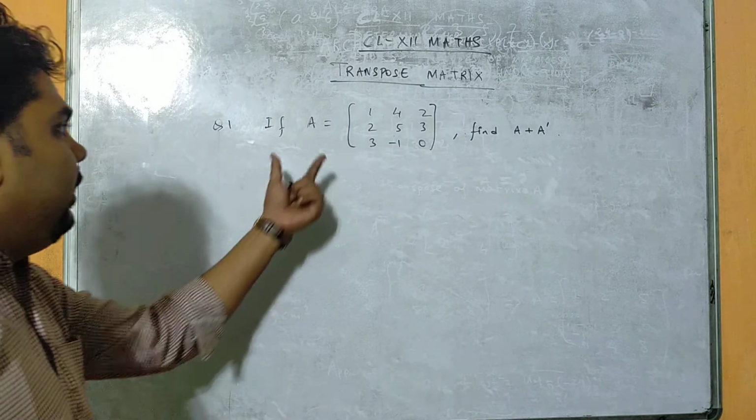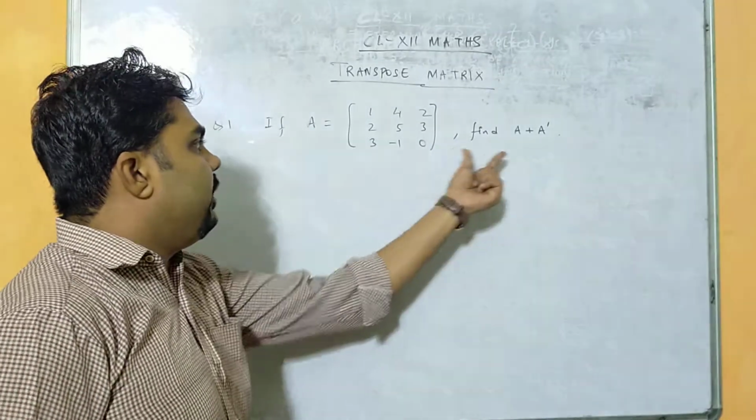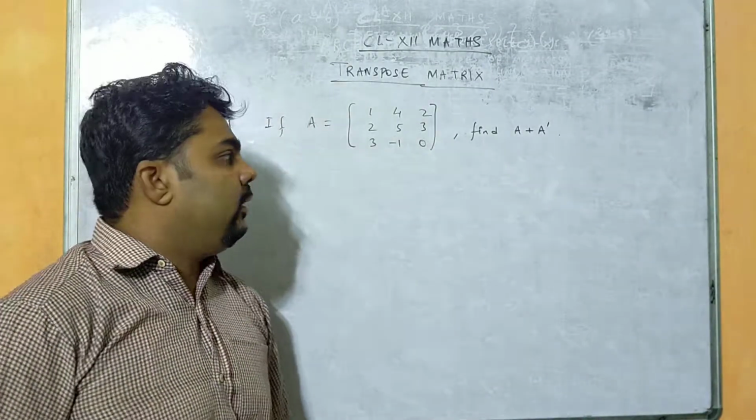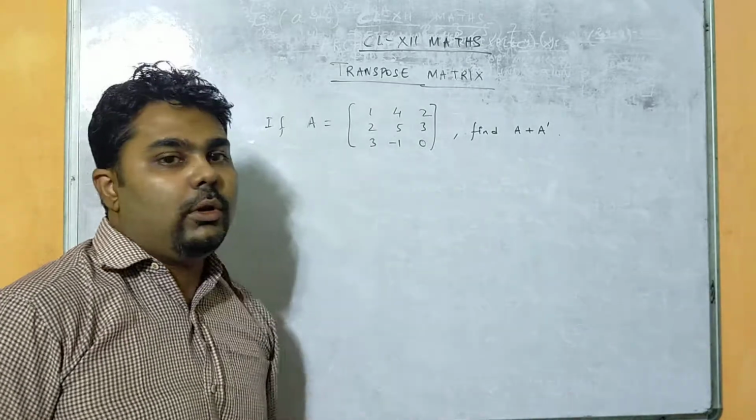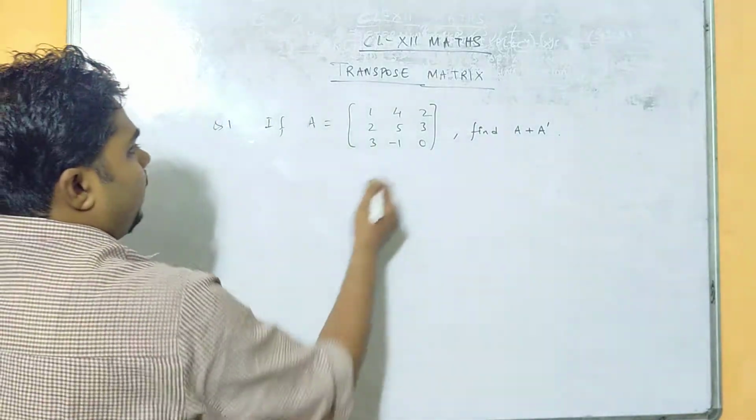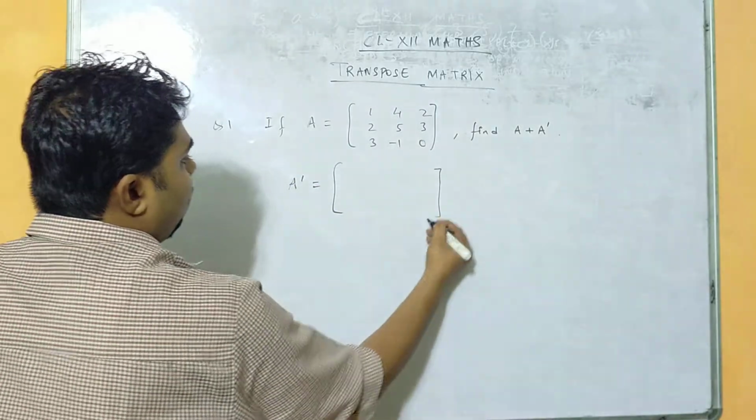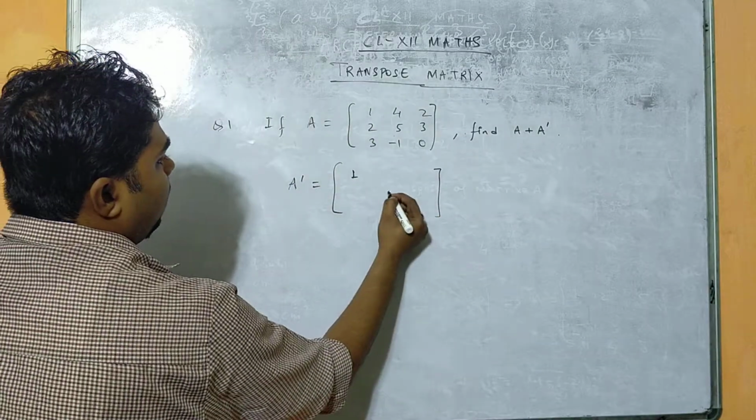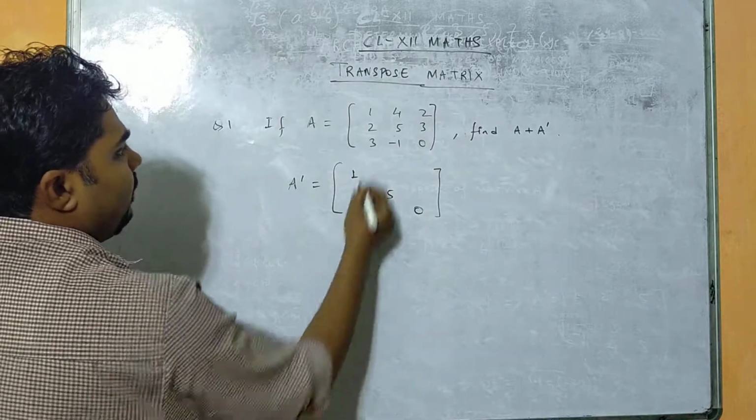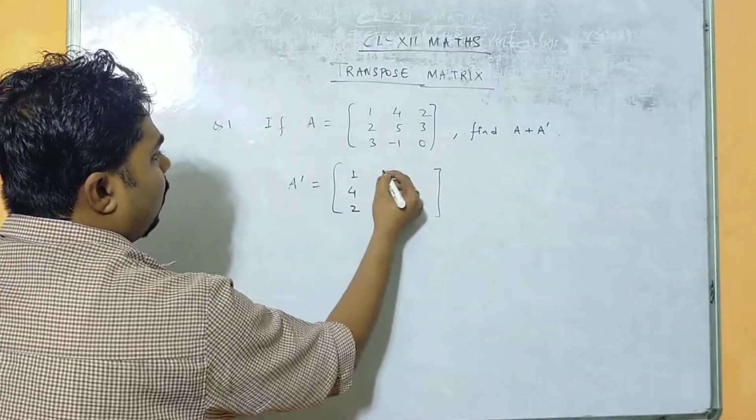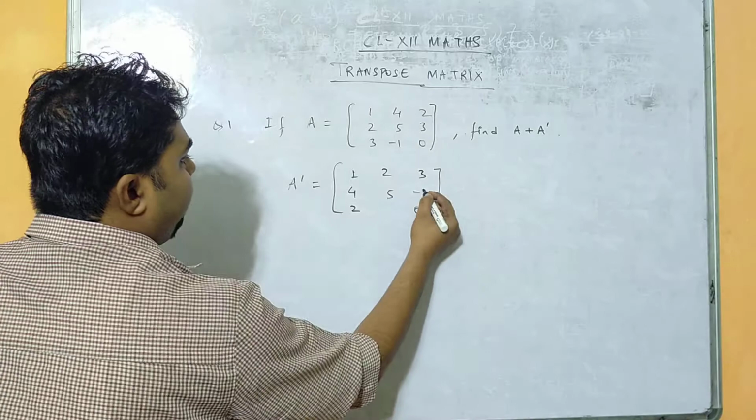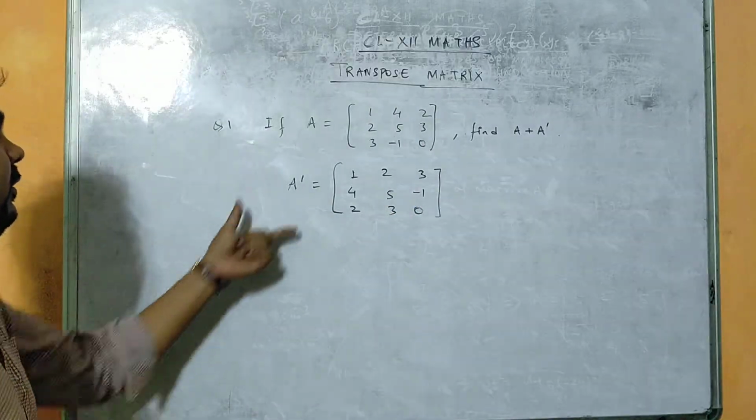So we have the next question here. A 3 cross 3 matrix is given and we have to find A plus A complement, that is A plus the transpose of matrix A, right? So A is already given in the question. We first have to find the transpose of this matrix. Just now I told you that diagonal elements will remain the same and rows will change into columns, right? So this is our transpose of the given matrix.